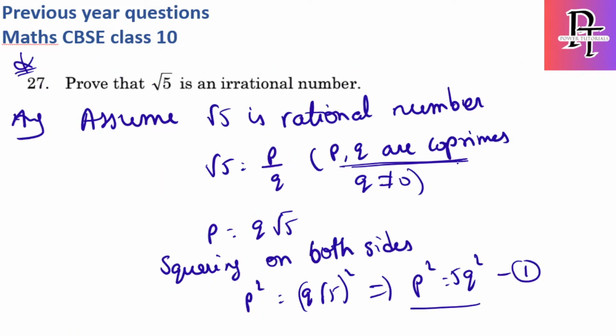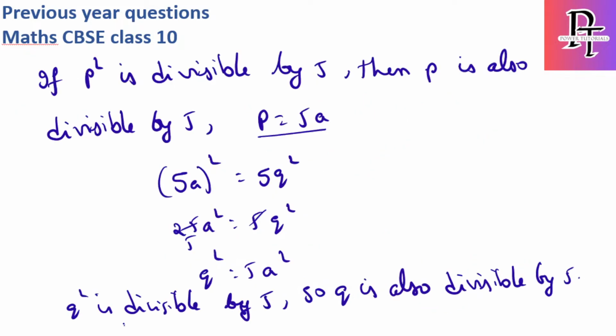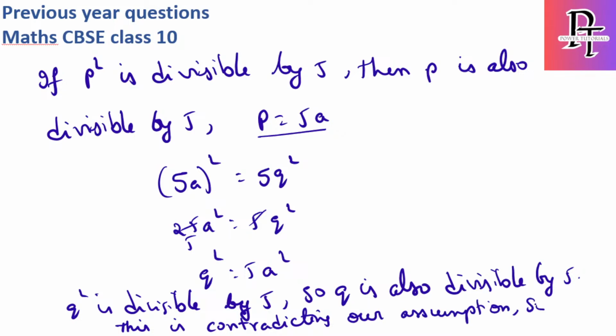Coprimes in the sense it is not having any common factor. But we got p and q are having a common factor of 5. So this contradicts our statement. Hence you have to write this is contradicting, means opposing, our assumption. So root 5 is irrational. So you have to mention all these points clearly, then you will get full marks. Let's see the next question.